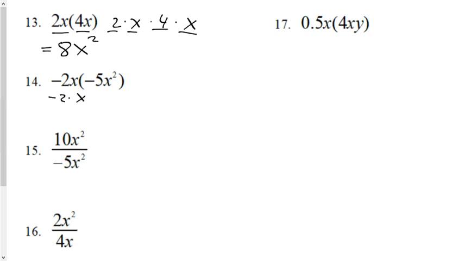Negative 2 times negative 5 times x will be positive 10. X times x times x is x cubed. So your solution is 10x cubed.